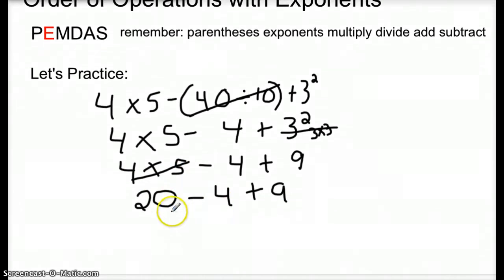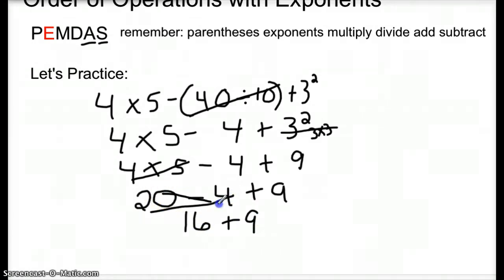Now I come down here and look at addition and subtraction. Now remember, it's whichever comes first from left to right. Although when I look up here, I see addition, then subtraction. That is not the order that I need to go into. The order I need to go with is how it appears in my actual problem here. So I have 20 minus 4, and I need to do that part first, which is going to give me 16 plus 9.